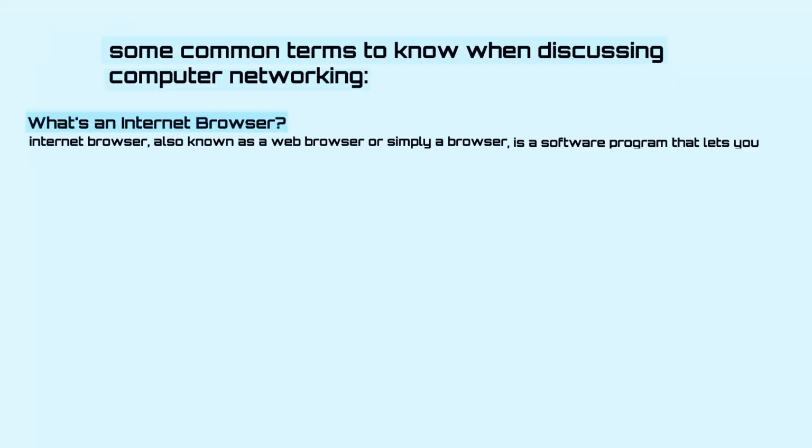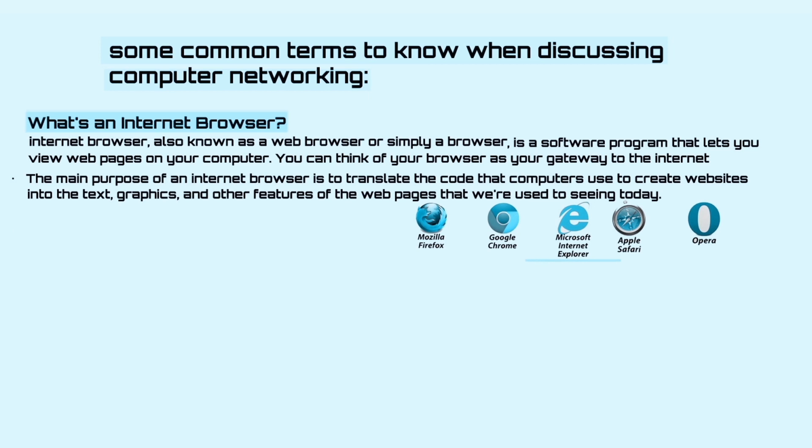Some common terms to know when discussing computer networking. Number one, what is an internet browser? An internet browser, also known as a web browser or simply a browser, is a software program that lets you view web pages on your computer. You can think of your browser as your gateway to the internet. The main purpose of an internet browser is to translate the code that computers use to create websites into the text, graphics, and other features of web pages that we are used to seeing today.